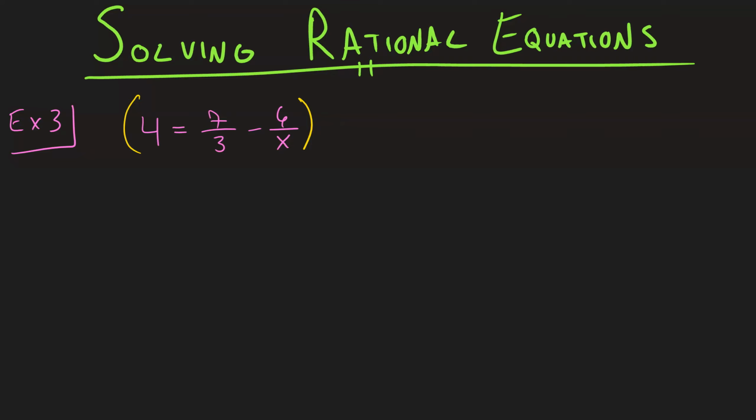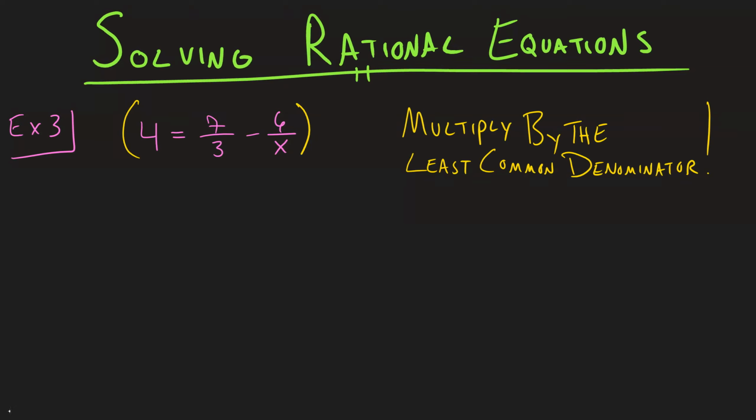What we'll do is multiply by the least common denominator. In this case, our least common denominator is going to be 3x. So I'm going to multiply everything here by 3x. 3x times 4 is going to give me 12x. When I multiply 3x times 7/3, the 3's are going to cancel out. Of course, I still have to multiply the numerator, so this is going to be 7 times x, since the 3's canceled, meaning 7x.